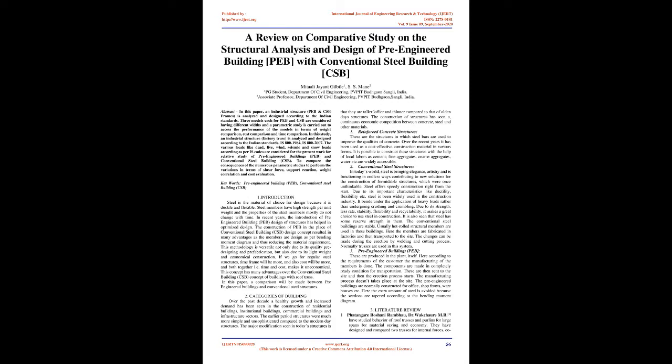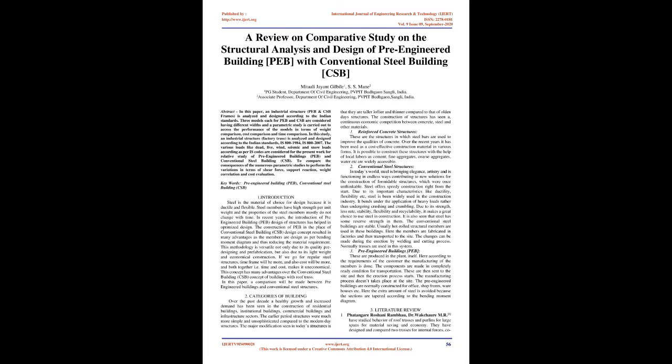Abstract: In this paper, an industrial structure, PEB and CSB frames, is analyzed and designed according to the Indian standards. Three models each for PEB and CSB are considered having different widths, and a parametric study is carried out to assess the performance of the models in terms of weight comparison, cost comparison, and time comparison.